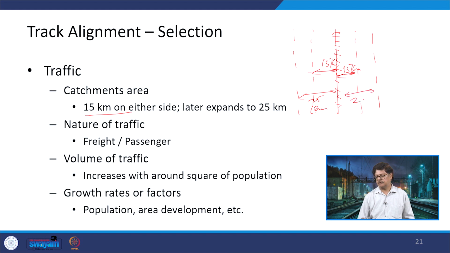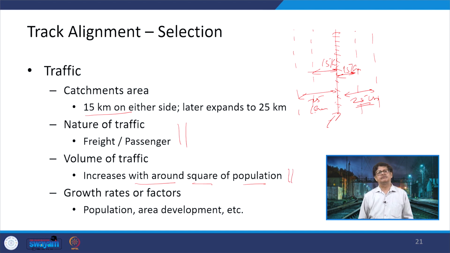So, we need to find out what type of development is there, accordingly people will be moving from those locations. Nature of traffic, whether it is a freight or a passenger, it all depends what type of area it is. Volume of traffic, it is going to be increased with respect to the square of the population. Again, this is a thumb rule, so as to get the demand which needs to be satisfied by this track. So, this is another thing you have to keep in mind.